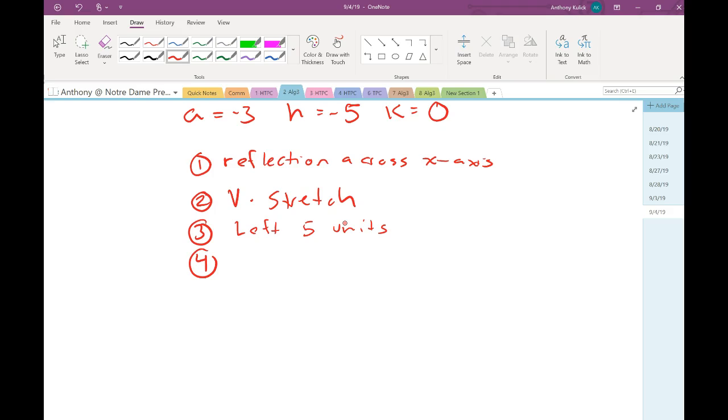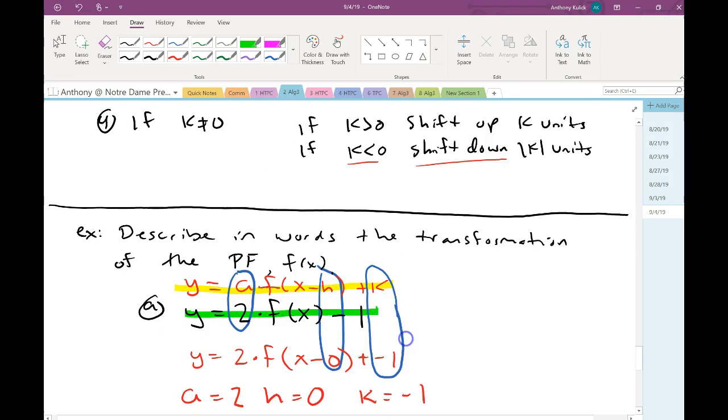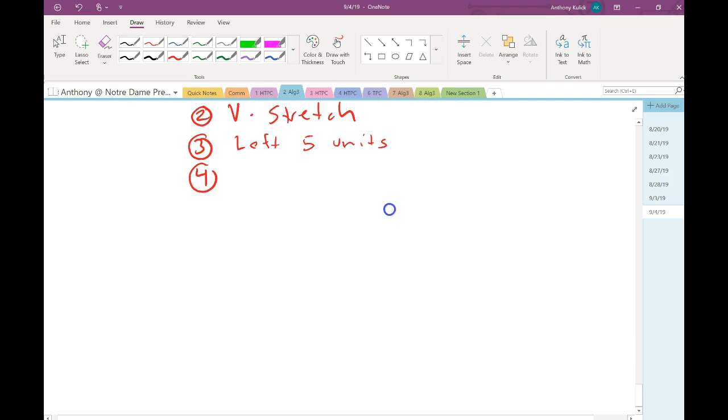And then the last one is 4. So if I go back and read my criteria for 4, it says if K is non-zero. What is our K? 0. So do I have to do anything for 4? Nope. Is everybody okay with that idea?